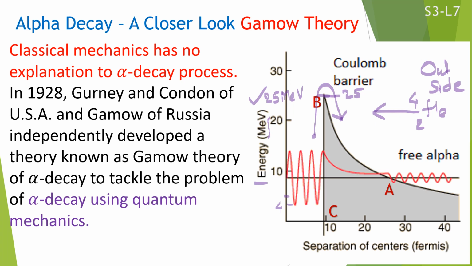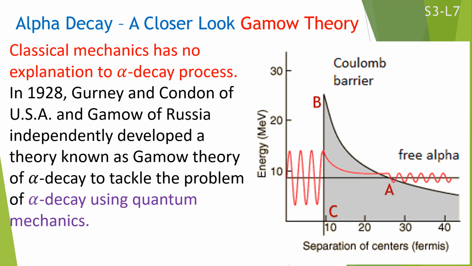In 1928, Gurney and Condon of the USA and Gamow of Russia independently developed a theory, later known as Gamow's theory of alpha decay, to tackle this problem of alpha decay using quantum mechanics. Since classical mechanics has no explanation for the alpha decay process, we are going into the shelter of quantum mechanics for this explanation. This theory is known as Gamow theory.